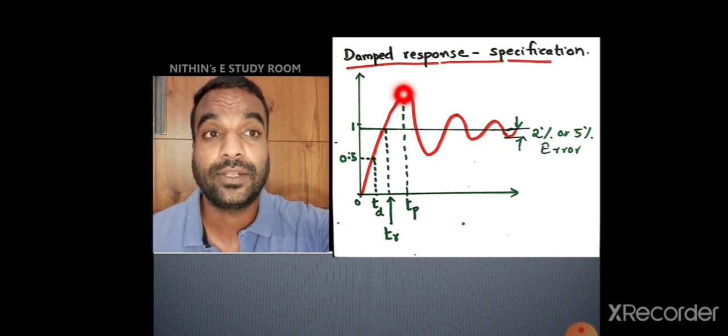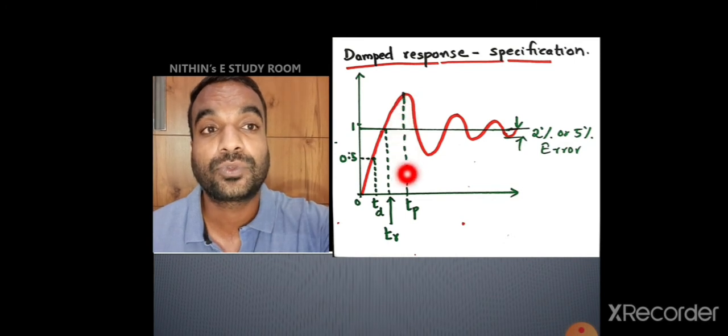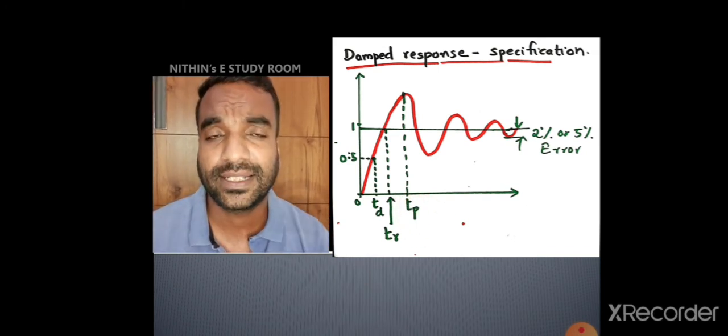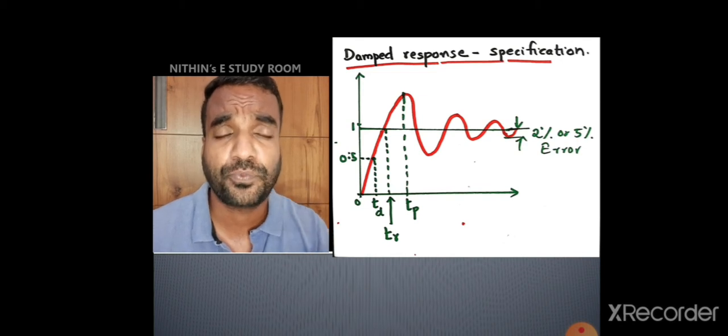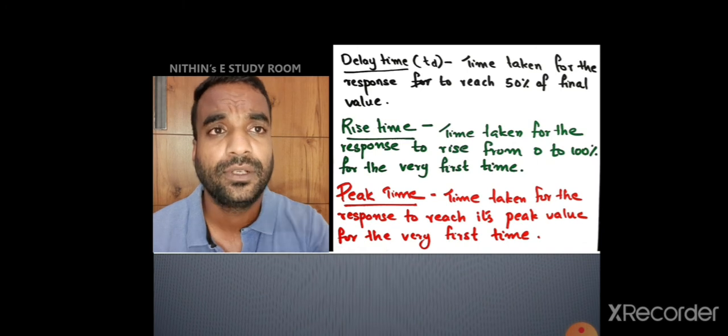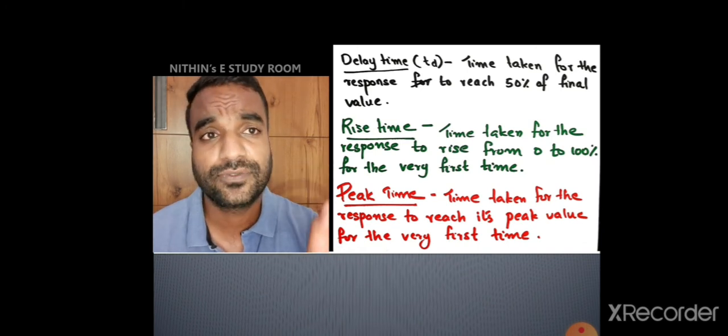This is the peak value, and the time taken for the response to reach that peak value is known as TP. This is the axis of time, peak time. So peak time is nothing but the time taken for the response to reach its peak value for the very first time. Okay, there are equations for these things.